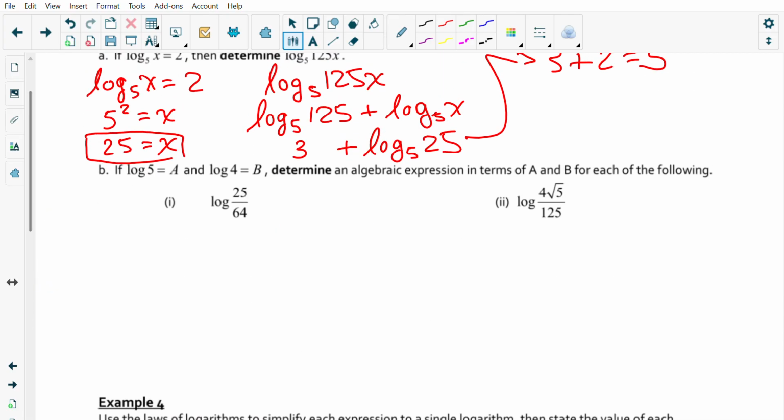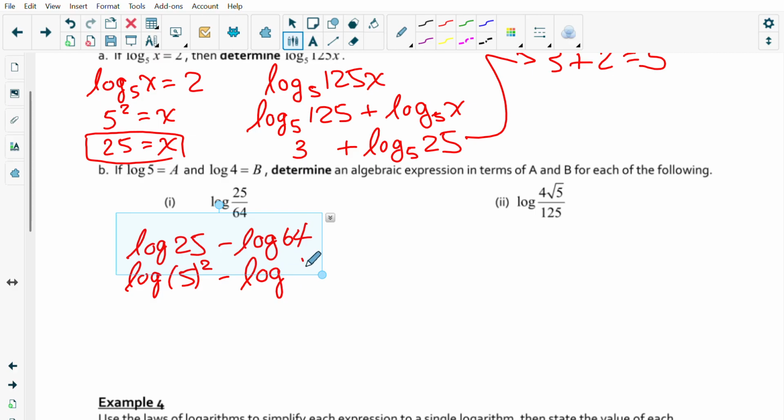Next one, letter B. If log of 5 equals a and log of 4 equals b, determine an algebraic expression in terms of a and b for each of the following. Let's see. Log of 25 over 64. So let me use the quotient law. Log of 25 minus log of 64.